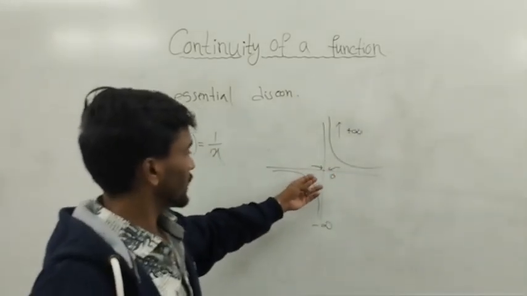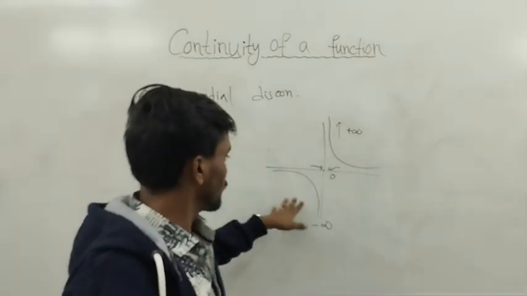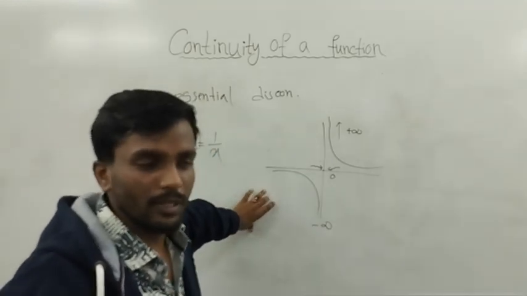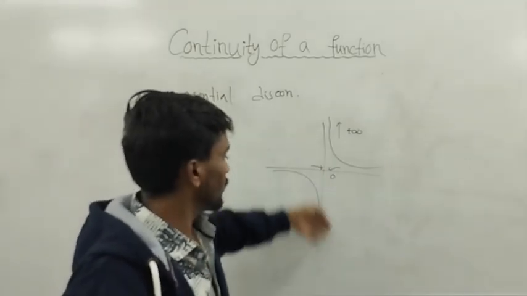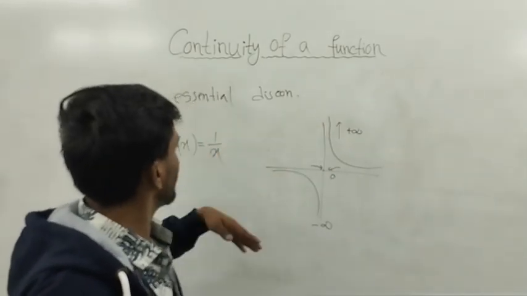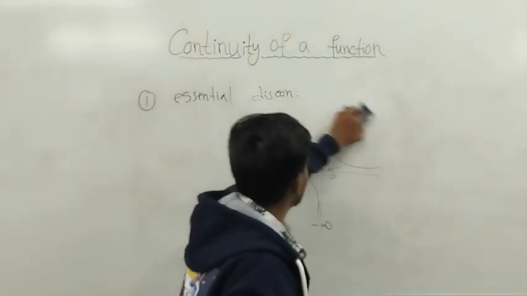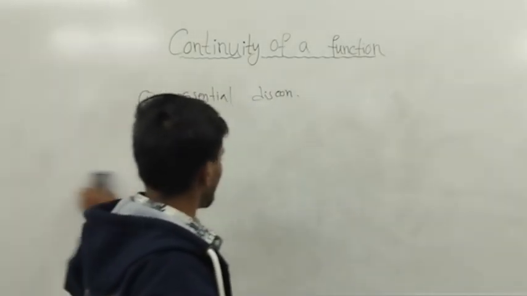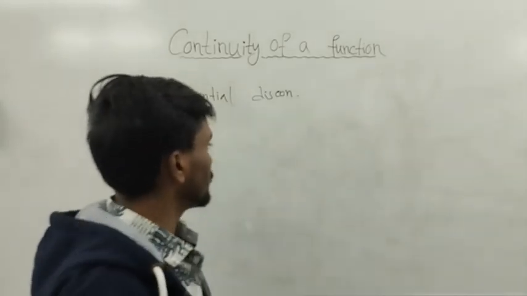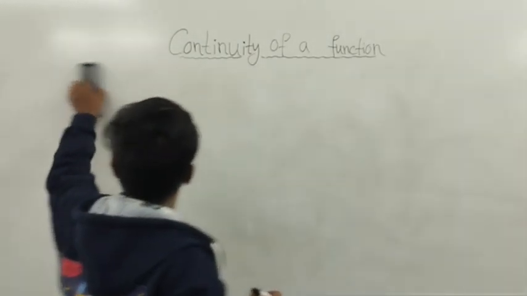So we are getting infinities when we are finding the right hand limit and left hand limit. They are not equal, so they are also discontinuous. This kind of discontinuity is called essential discontinuity. So this is all about discontinuity. There are many more advanced topics and concepts here.